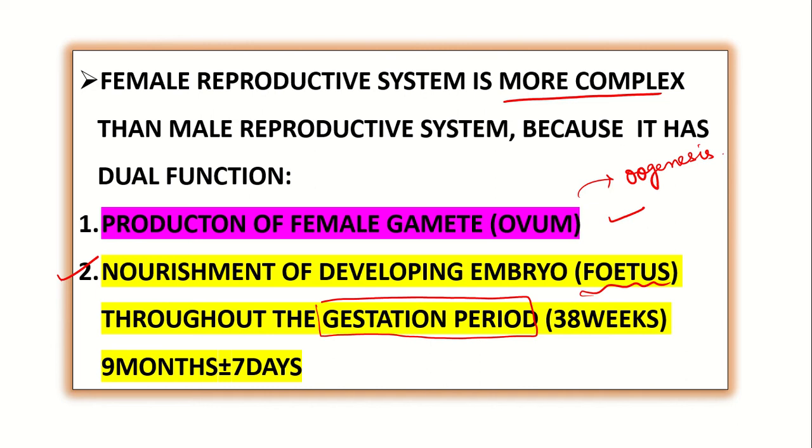developmental period, which is known as gestation period, and the duration of the gestation period is 38 weeks, or more or less 9 months plus or minus 7 days. It is about the gestation period, important.